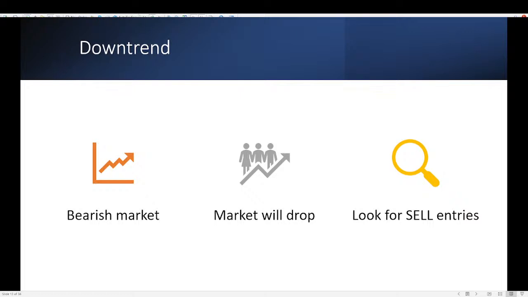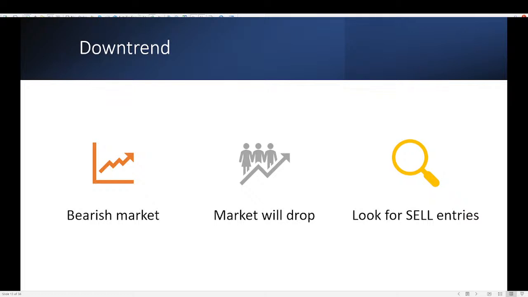And what do you do in a downtrend? A downtrend is a bearish market. When the market is going down, we're saying that it's a bearish market. And what happens when the market is bearish? The market tends to go down. And then what do you do when the market is dropping? You look for sell entries.